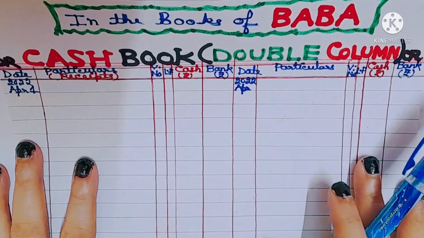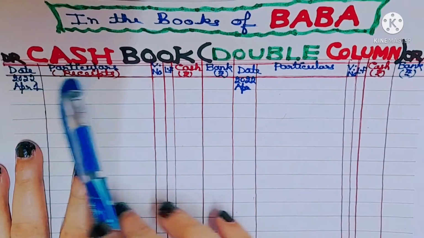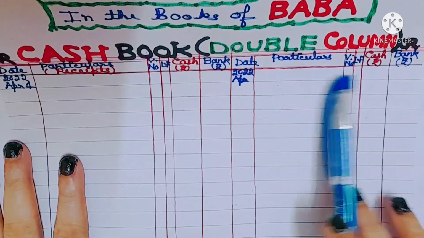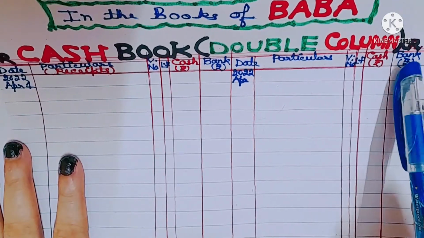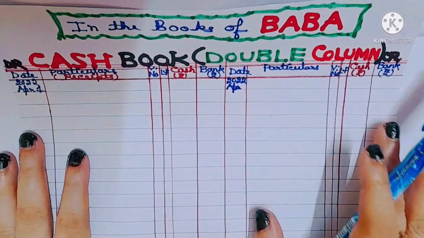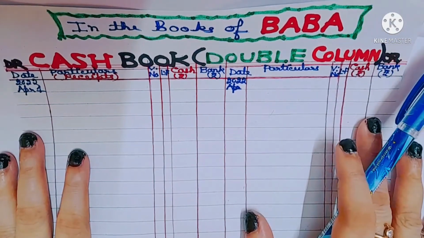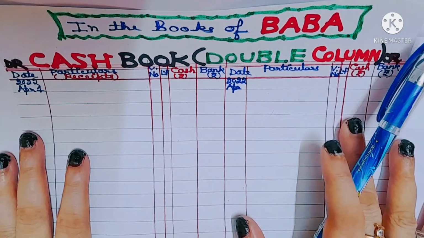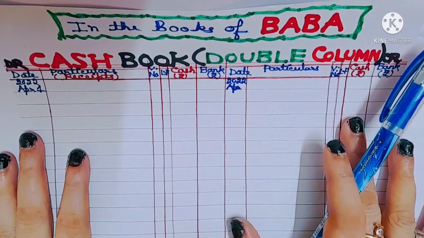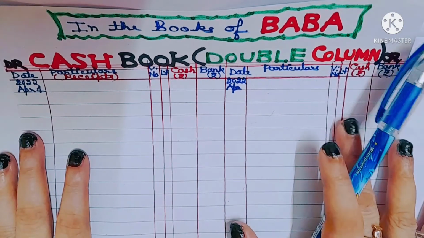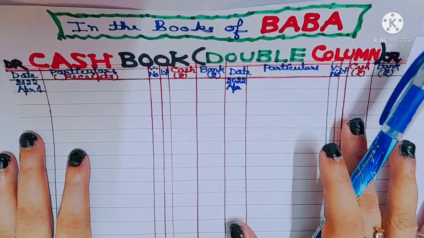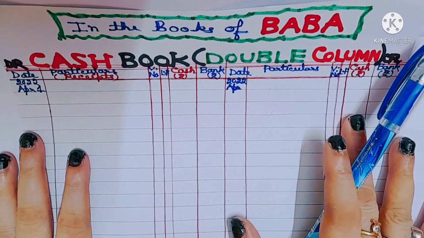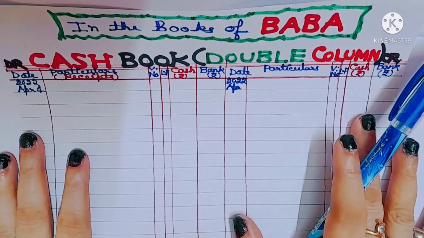And all checks received are recorded on the debit side in the bank column, and all checks paid are recorded on the credit side in the bank column. The cash column will always show a debit balance, but the bank column may show a debit balance or a credit balance. If the bank column shows a credit balance, it is known as bank overdraft or overdraft. Now let's go through the problem.